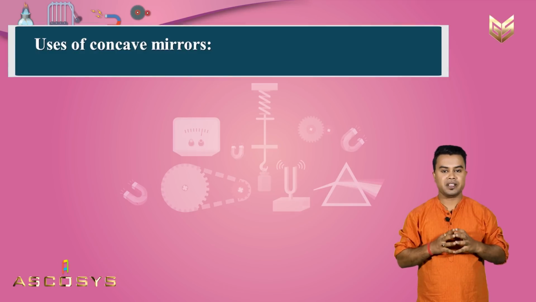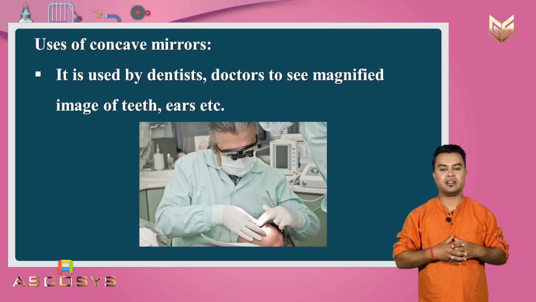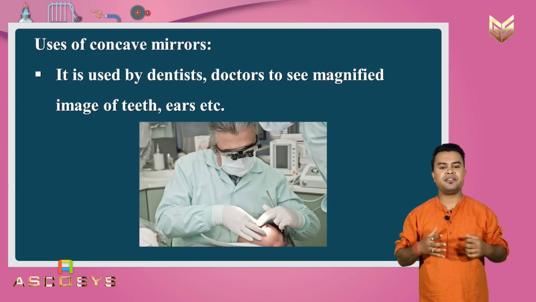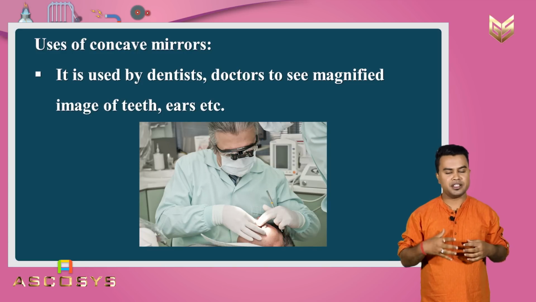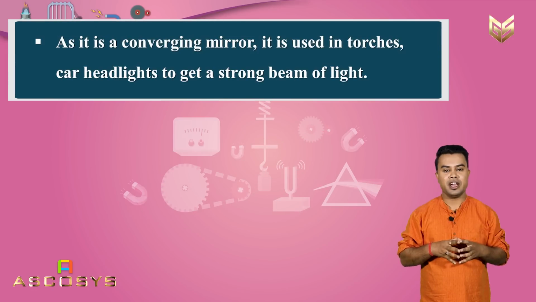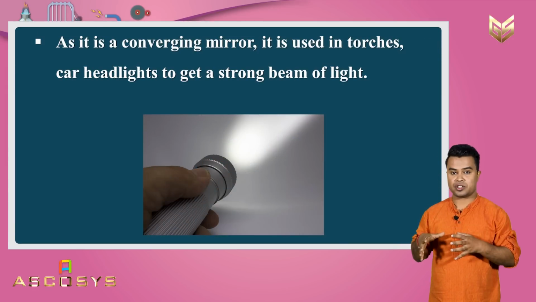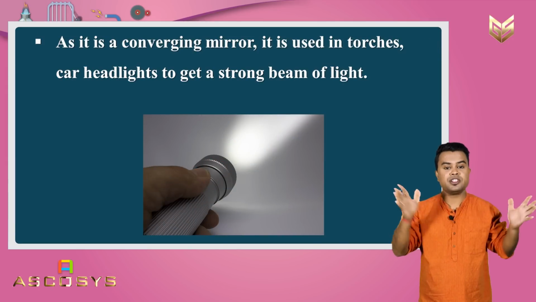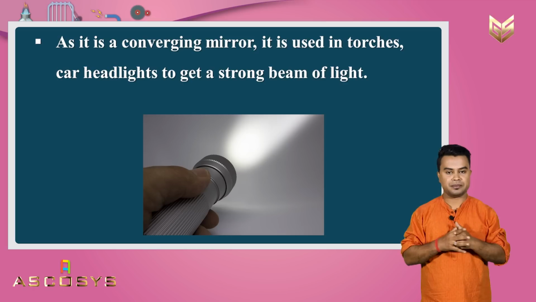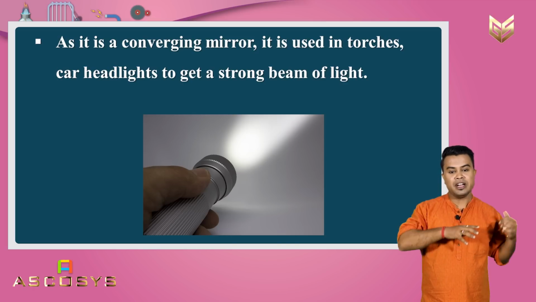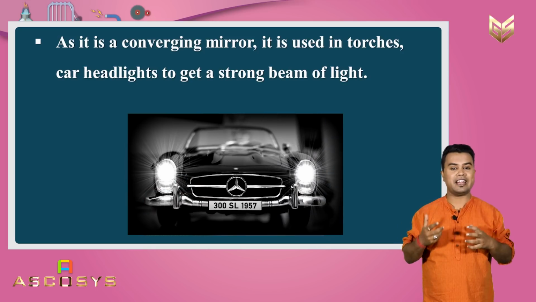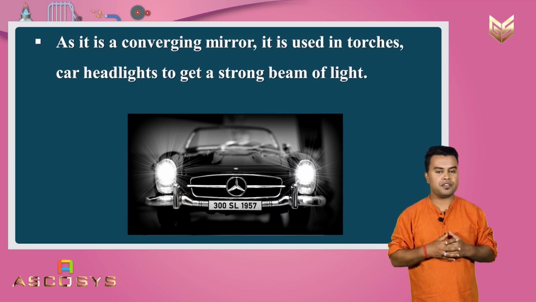Now let us see the uses of a concave mirror. It is used by dentists and doctors to get magnified images of teeth, ears, etc. It is used in a torch so that the rays converge. It is a converging mirror. Also, it is used in car headlights to get a strong beam of light. So this is all about image formation by a concave mirror.